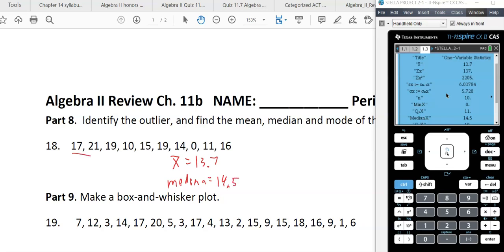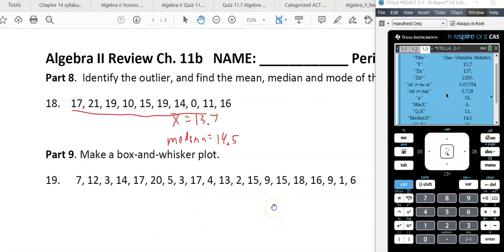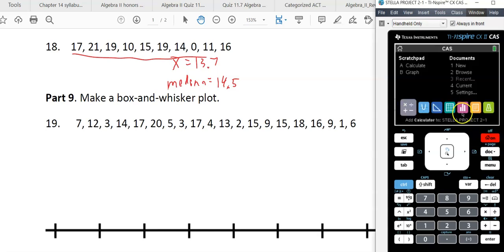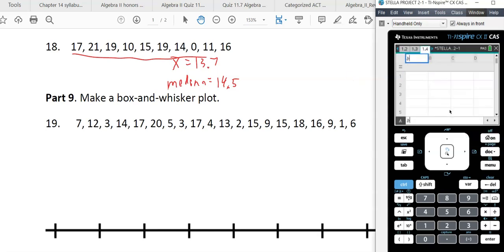You could actually put that in order first and then find the middle number. You can also add them up on the calculator and divide by the number of terms, and that would work as well. I'm going to call this one data box because we're doing a box plot with it. And I'm going to type it in: 7, 12, 3, 14, 17, 20, 5, 3, 17, 13. Okay, typed it all in. Notice the last cell I went out of, which is good.